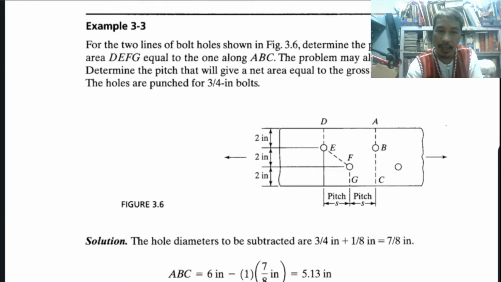We don't know S. Therefore, we know 4G. G is what? From this point to this point. That is equal to 2. So 4G. And therefore, this expression must be equal to 5.13.